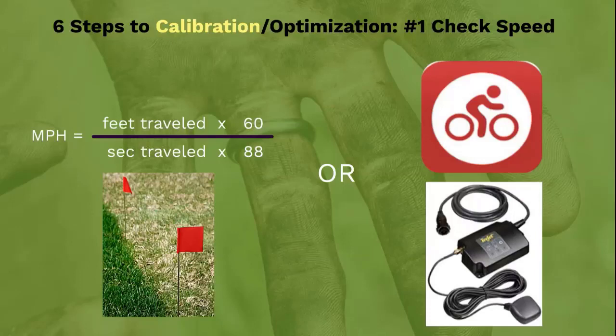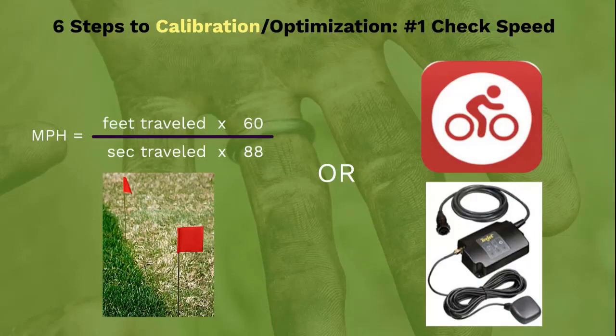So you have your sprayer half full and the PTO is on. Then you start the stopwatch when your front tire crosses the flag, and you stop when the same point crosses the second flag. Do this for all 3 courses and take the average time. So if you traveled 88 feet in 32 seconds, then 60 divided by 32 is 1.8, or you're driving 1.8 miles per hour. Alternatively, there are apps and tools to avoid this math.